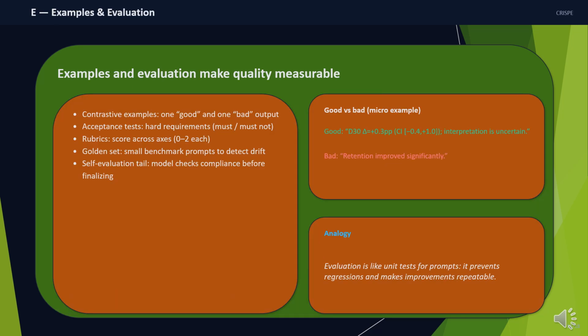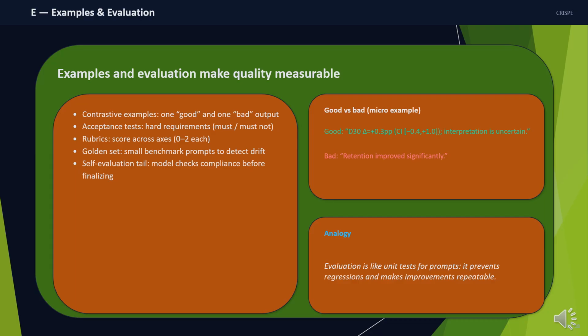Examples and evaluation make CRISPE systematic. Examples show the model what good looks like in practice by contrasting acceptable and unacceptable outputs, and evaluation makes quality measurable rather than subjective. This reduces ambiguity and improves consistency, especially when multiple people use the same prompt. The unit test analogy explains the value. Unit tests allow teams to refactor code with confidence because they immediately detect regressions.